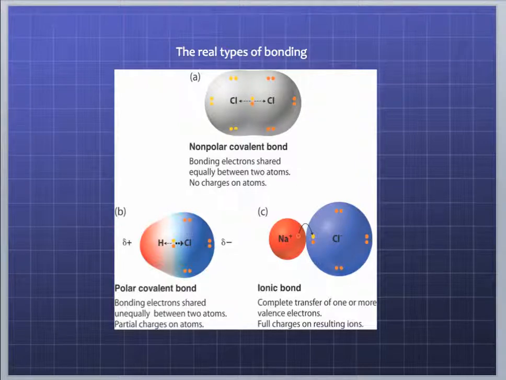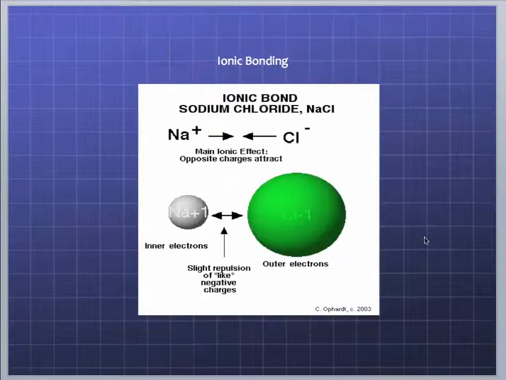Okay, the real types of bonding. Looking at ionic bonding, which is diagram C, we can see that the Na is donating a valence electron to the chlorine, which is making them both ions, and chlorine and sodium are both reaching octet rule, which is where they each have 8 valence electrons, just in different forms. Okay, ionic bond: sodium chloride.